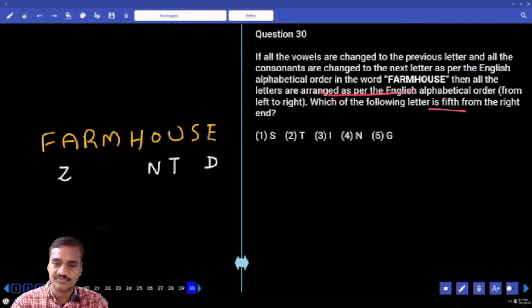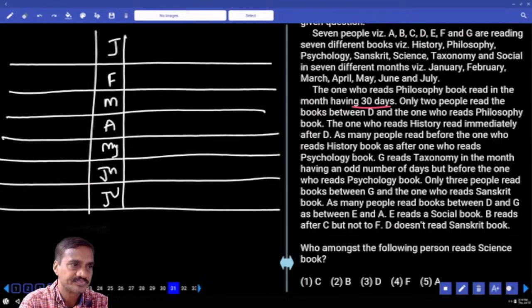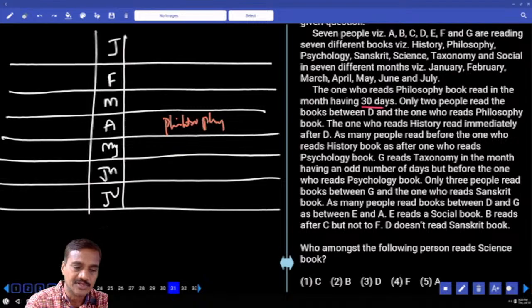And which of the following is fifth from the right hand? Now the months are Jan, Feb, March, and a book is read in the month having 30 days, not 31, and it has 3 possibilities. Now it's clearly specified 30 days. April is one, June is the other. So how many possibilities do we have? 2 possibilities. And first one, philosophy. Now philosophy can be either in the month of April or in the month of June. Now there are the 2 possibilities.